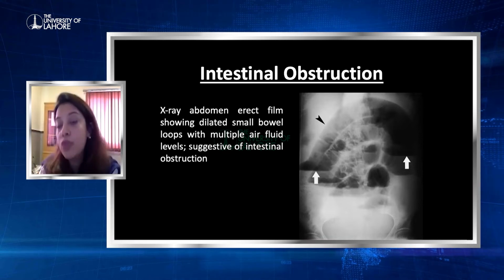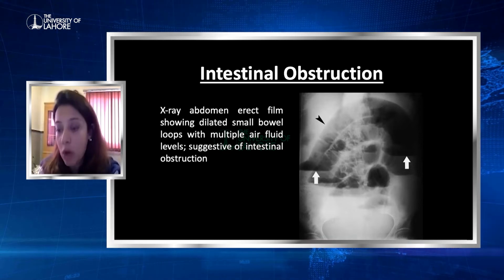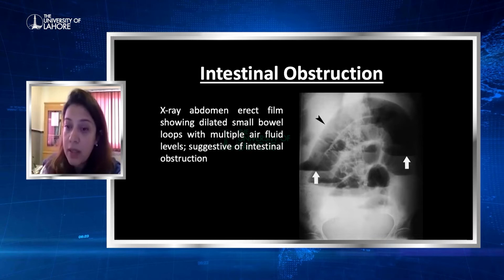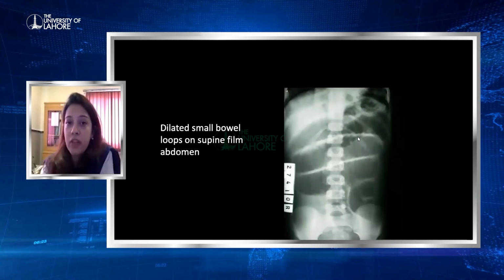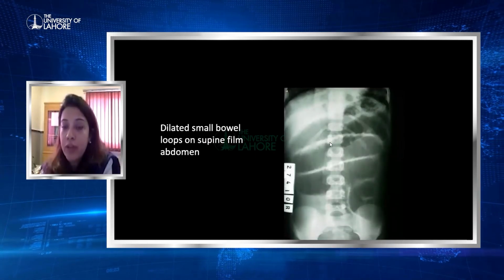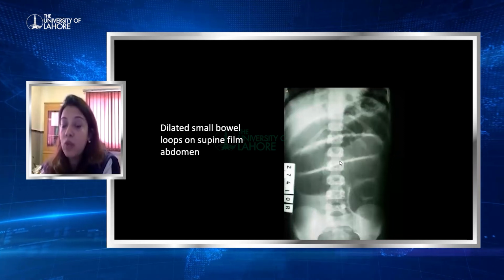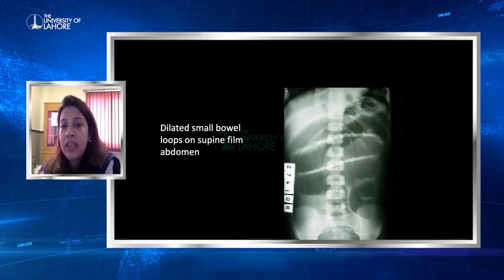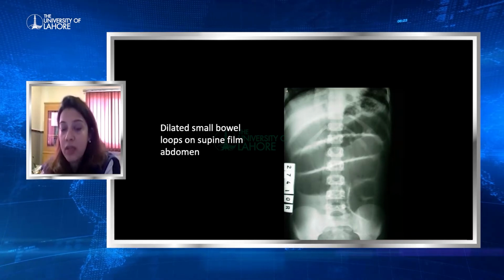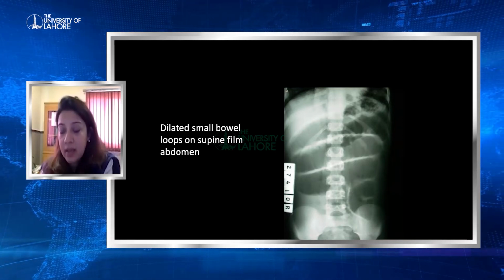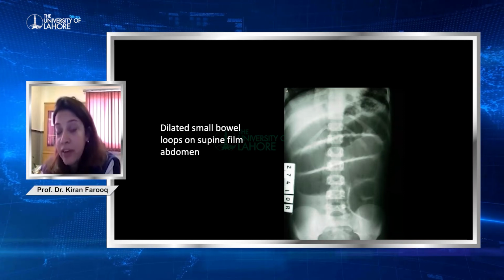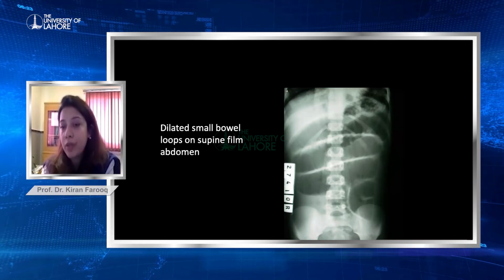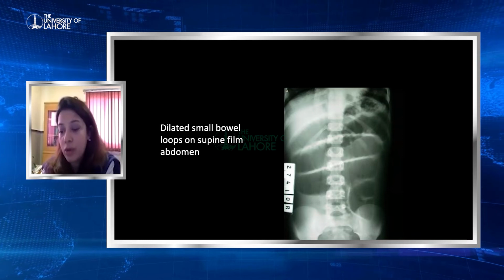And this is the utility of an erect X-ray abdomen. How is it seen on a supine X-ray? Here the patient is lying down. Again, there's a lot of air. The small bowel is distended, but here you don't see any air fluid levels. So this is the basic thing, the basis of intestinal obstruction that is seen on an X-ray. And I think my undergrad final year student should pick up this pathology on an X-ray.